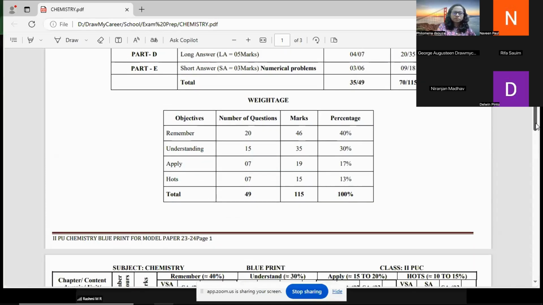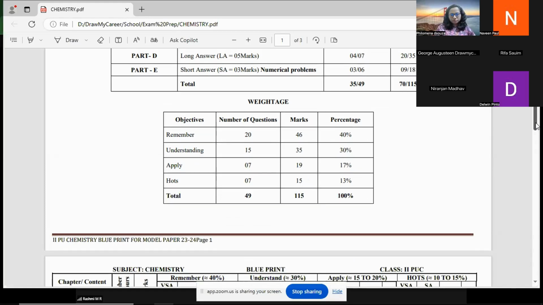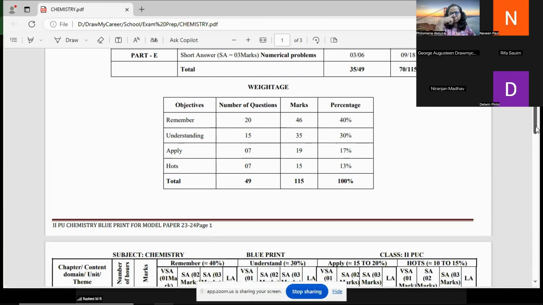Solution chapter weightage is 13. Electrochemistry chapter, whole chapter weightage, how many marks in the entire question paper? Students, you are answering for only 70 marks. But the total weightage of the question paper is 115 marks. So there will be 49 questions.